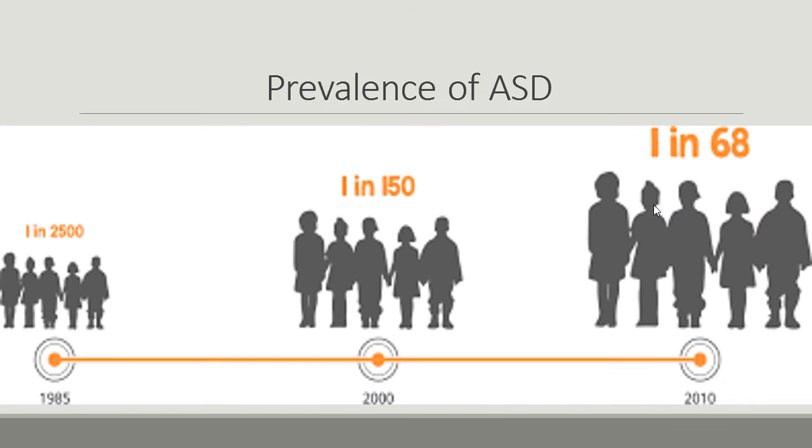The prevalence of autism spectrum disorder is actually rising. In 1985, it was 1 in 2,500. In 2000, it was 1 in 150. And in 2010, it was 1 in 68. This rise in prevalence is attributed to many factors, among which is that we are talking about a spectrum and not only the severe cases, and also the rising awareness.